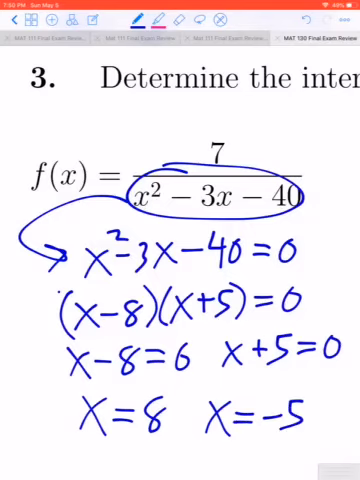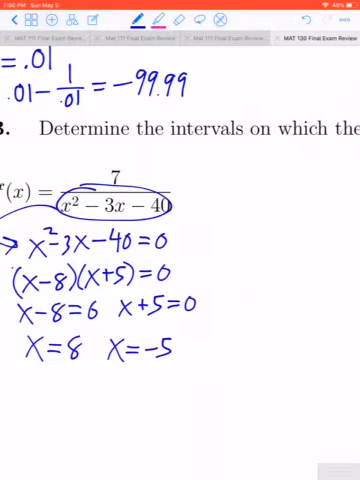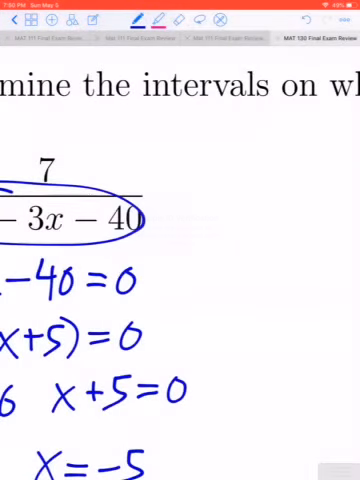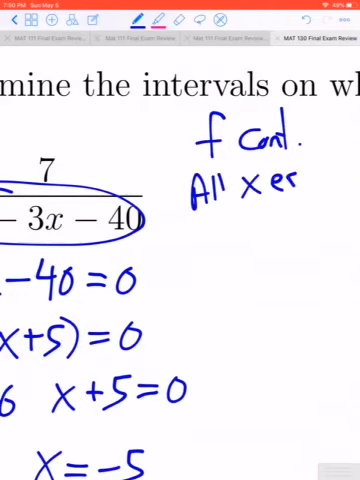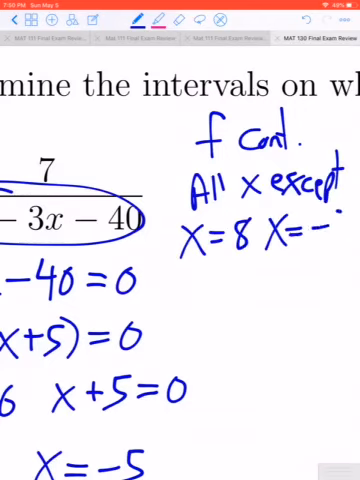So these are the values that would make that denominator equal to 0 and would make the overall function undefined. So they're not going to be in the domain of the function, and those are going to be the only 2 points where the function f is discontinuous. So f is going to be continuous at all x except the 2 that we just found. That's going to be x equals positive 8 and x equals negative 5.